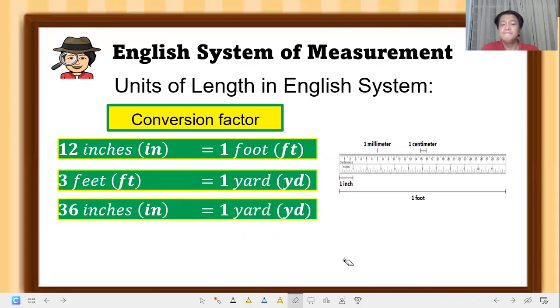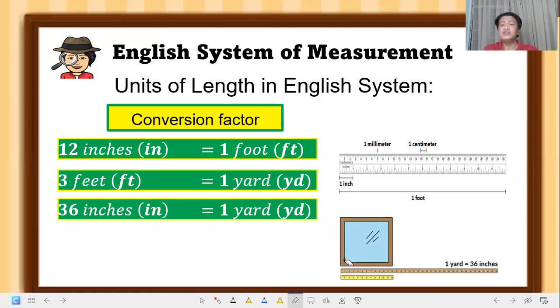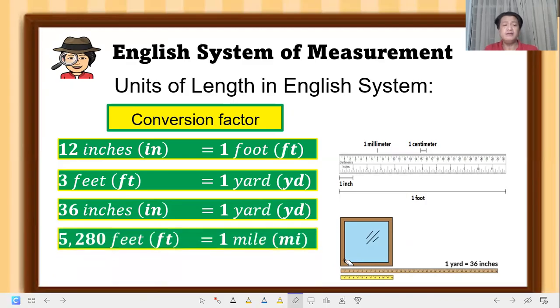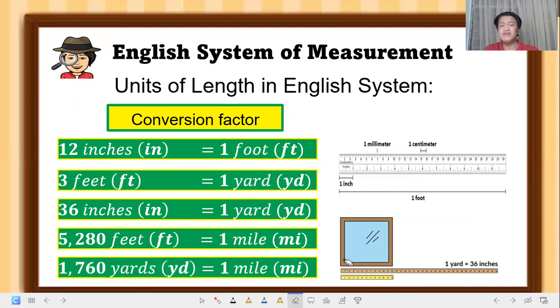Okay, meaning to say, and then, ito yun, no? So, we have the example, yung TV, 1 yard yon, and then 36 inches. Okay, remember, ang isang yarda, yung isang, pag in-stretch natin yung kamay natin. Sa body parts yun, ha? Okay, and then, 5,280 feet is equal to 1 mile. Okay, kapag sobrang layo na ng distance natin. Okay, and then 1,760 yards is equal to 1 mile. Yan yung conversion factor natin para makapag-convert tayo dito sa English system of measurement.